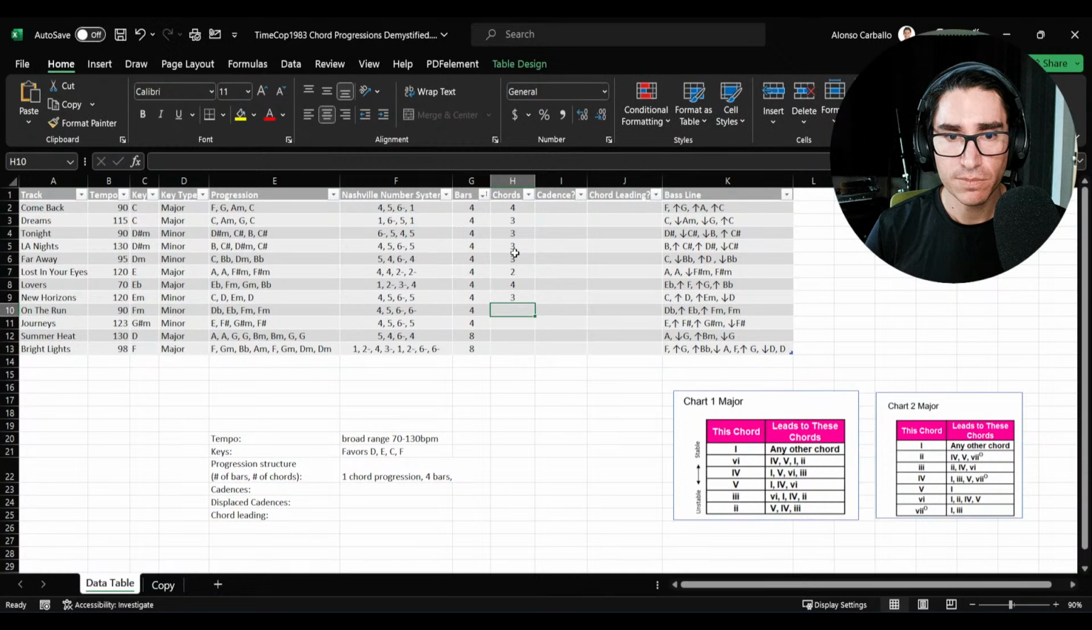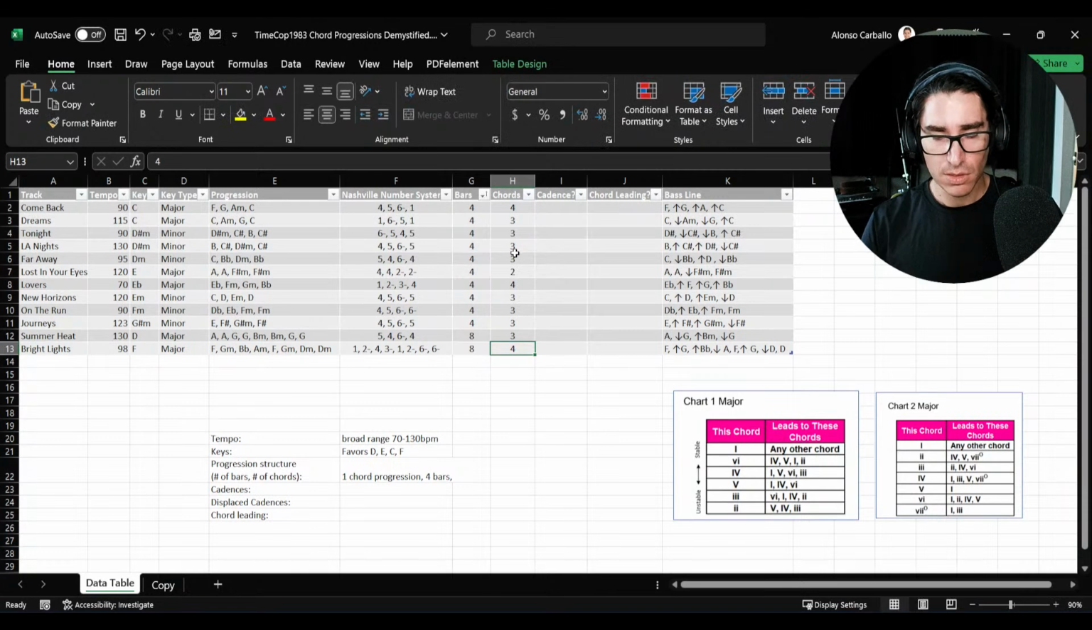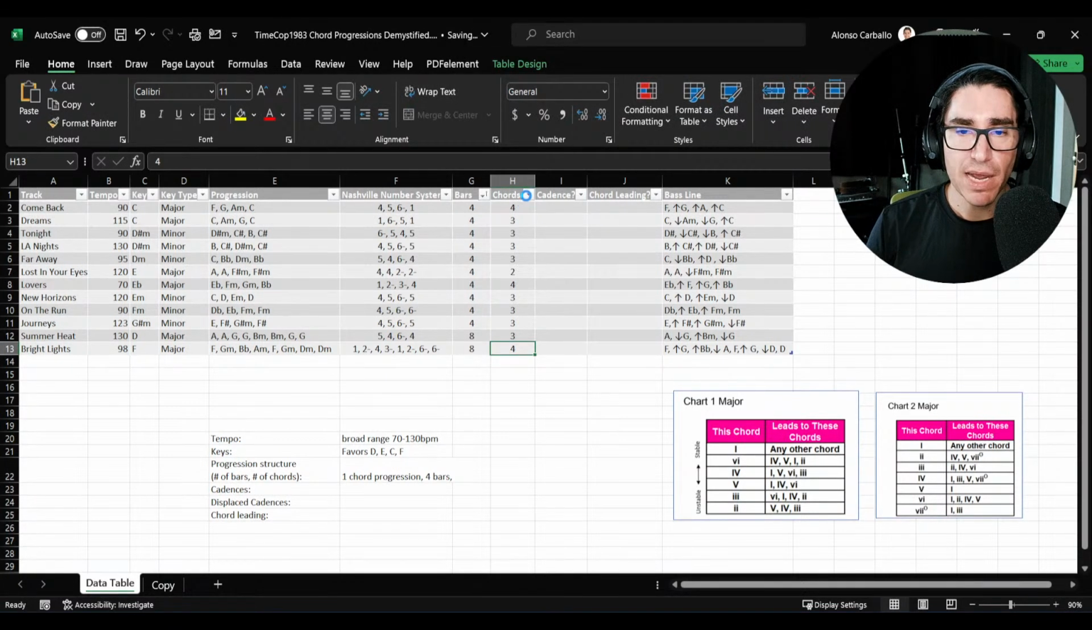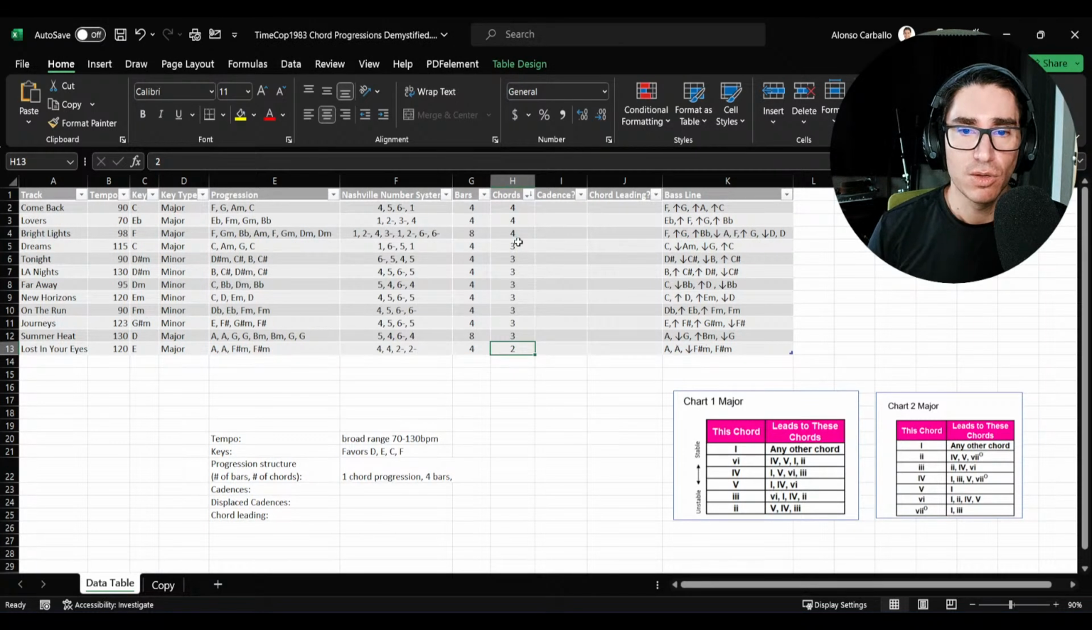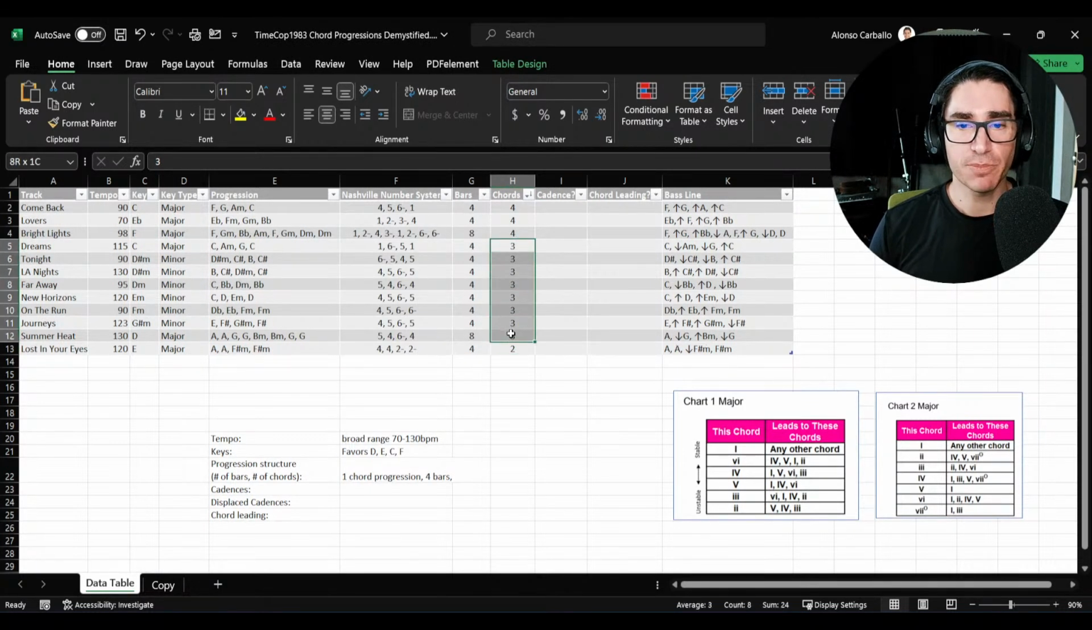3 chords. Here's 1, 2, 3, 4 chords. If we sort by number of chords, we will see that most of his progressions are made up of 3 chords.